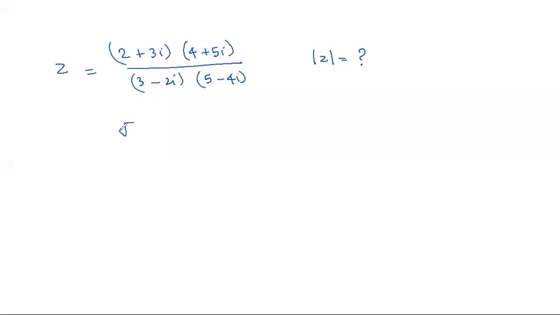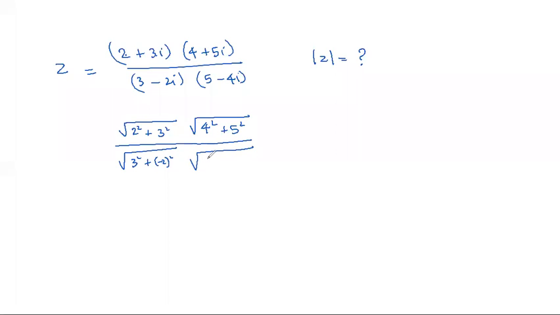What will be the numerator's answer? Root of 2 square plus 3 square, which is root of 13, into root of 4 square plus 5 square, divided by root of 3 square plus 2 square into root of 5 square plus 4 square. Single cancel. What happened? This and this will get cancelled. This and this will get cancelled. One is out. One is the answer.